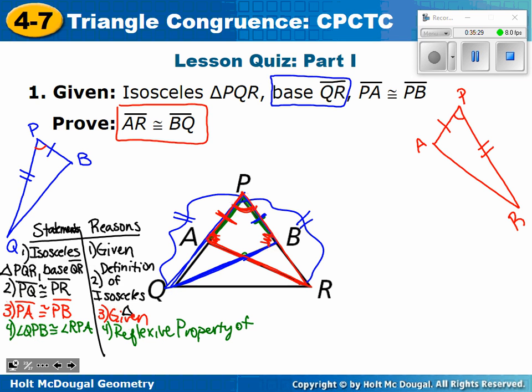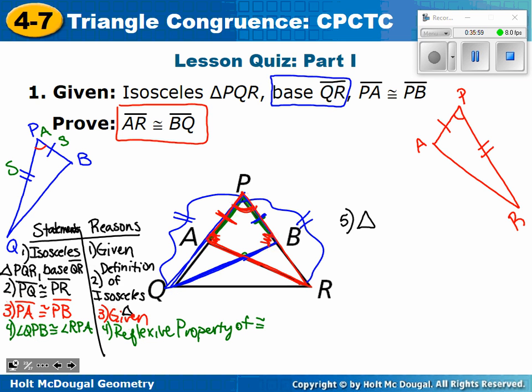And again, if you ask me, Miss Lashley, I don't know which reason it is, the first thing I'm going to ask you is, did you draw your picture? Did you separate your triangles? And did you mark your picture? Because now that we've separated them and marked them, it's very obvious why the two triangles are congruent. Which of our 5 shortcuts do we have? Side, angle, side, right?